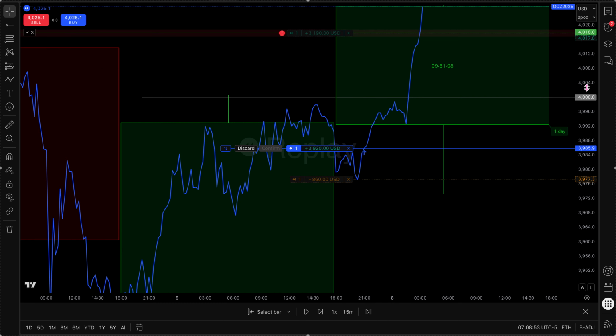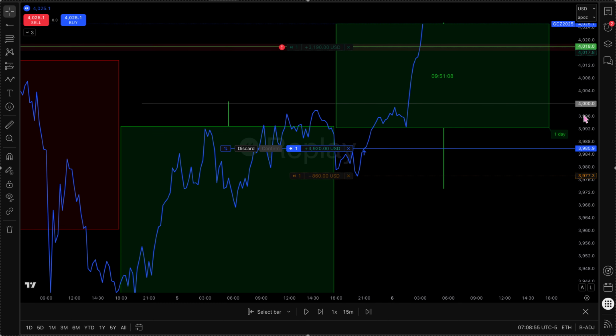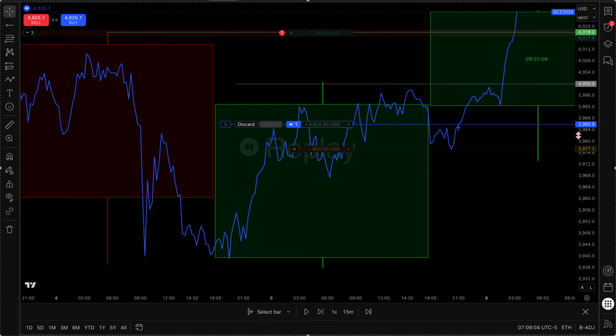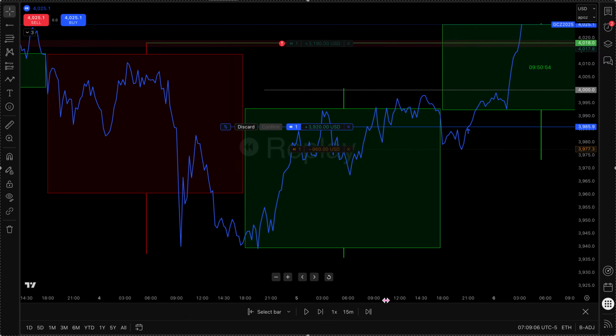Especially if you get funded. I just got funded. So this is an easy trade that I caught. And it's just like that. And this is all within the same range. You don't need any real indicators. The only indicator I use is the RSI.